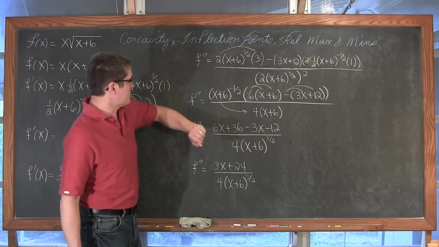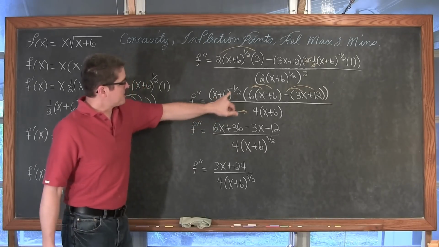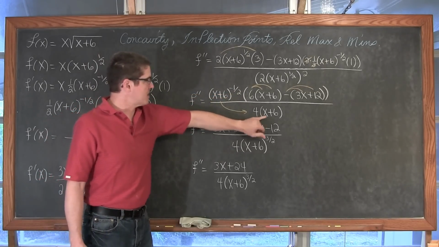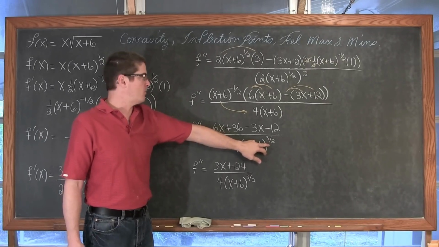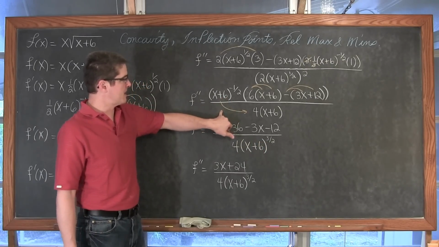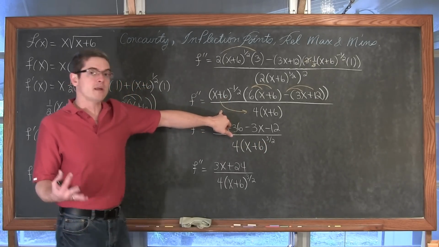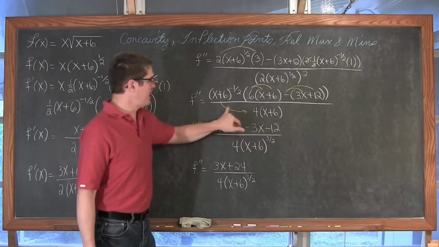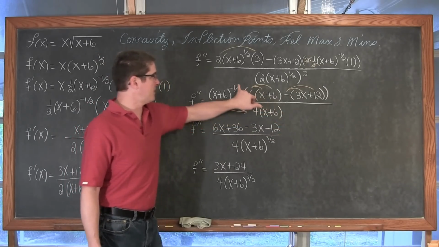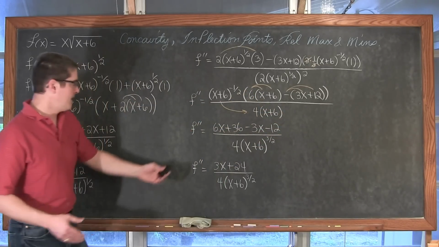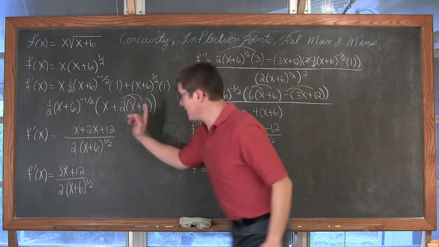And what else did I want to show you? Oh, when I bring this x plus 6 to the negative 1/2 down to the denominator, where the 3/2 came from was, again, I'm bringing this down. When I bring it down, it's going to be x plus 6 to the 1/2 power. And when you multiply like bases, you add the exponents. So 1 plus 1/2, of course, is 3/2. And, well, now we have our second and our first derivative.